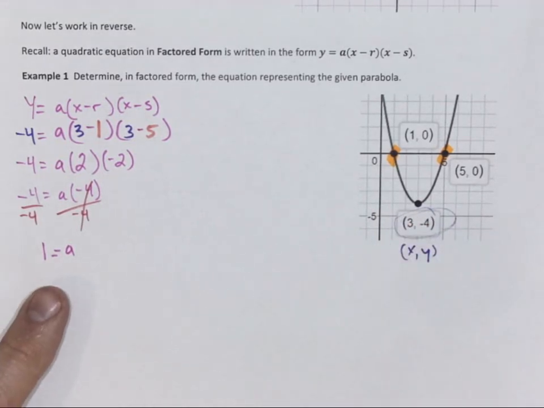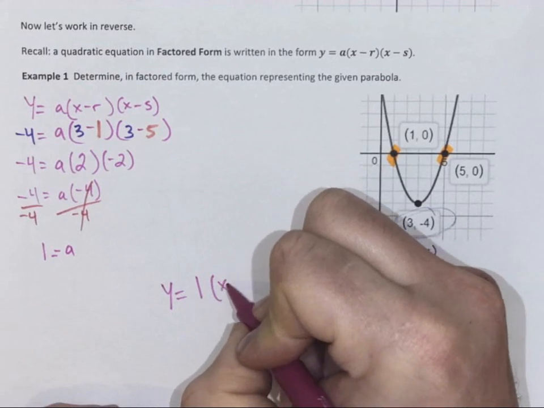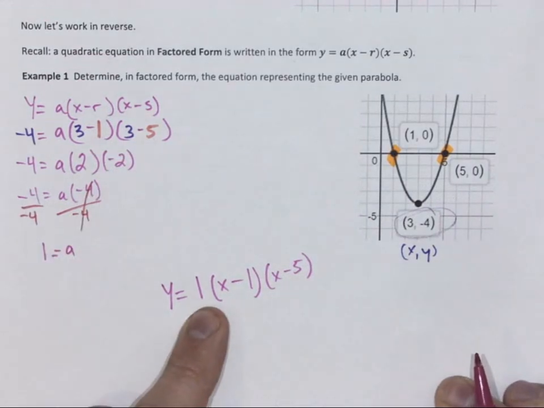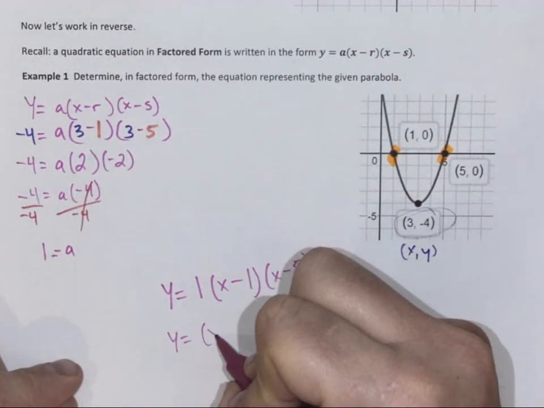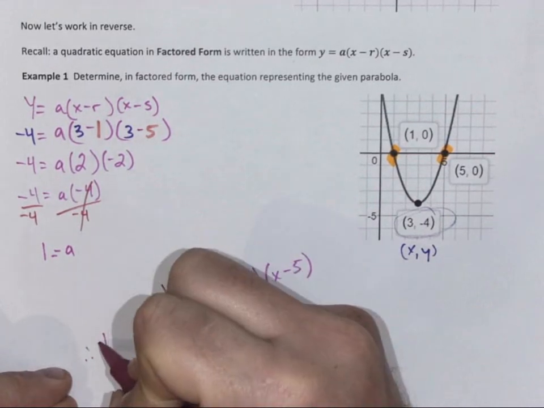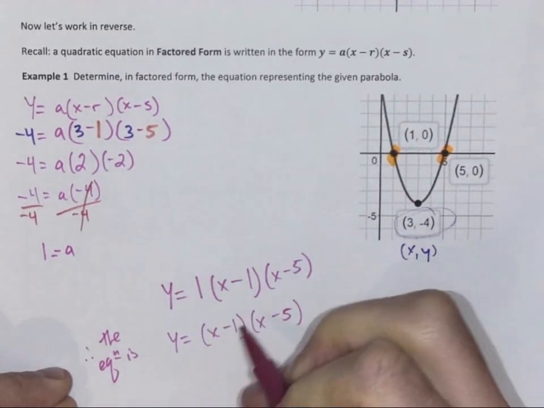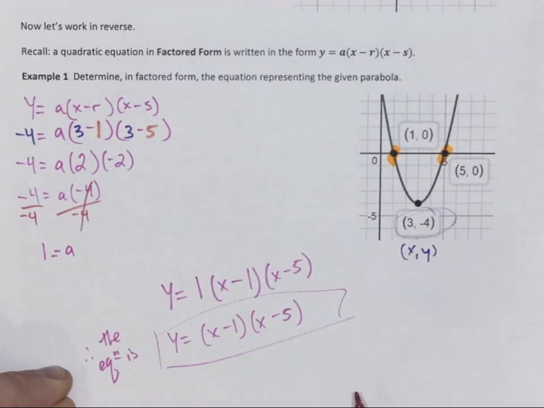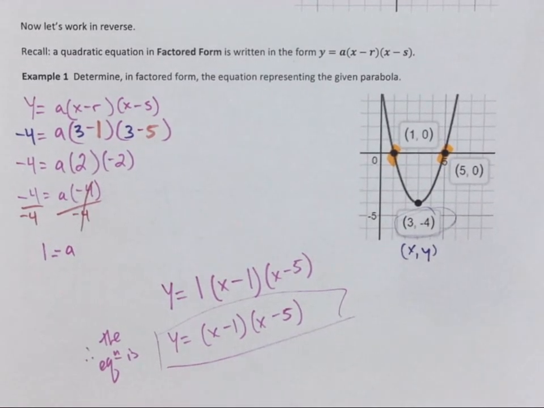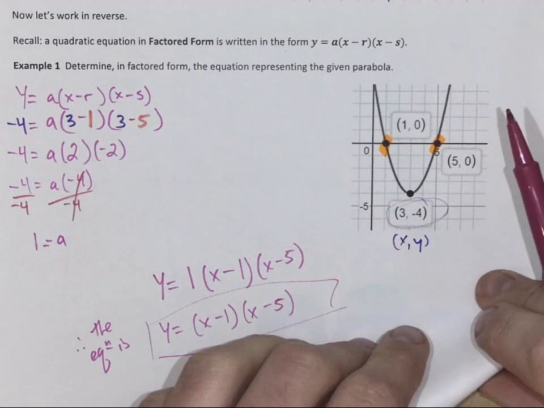Now that I have an a value and I have my x-intercepts, I can write my equation: 1 times (x minus 1)(x minus 5). Of course, I don't need to show a 1, so it's just factored form, (x minus 1)(x minus 5). And there's my equation for the parabola given. If I needed it in standard form, then I would expand and simplify from there. Sub in what I know, solve for the unknown, and then write my actual equation in the form required. Let's try 2 more examples.